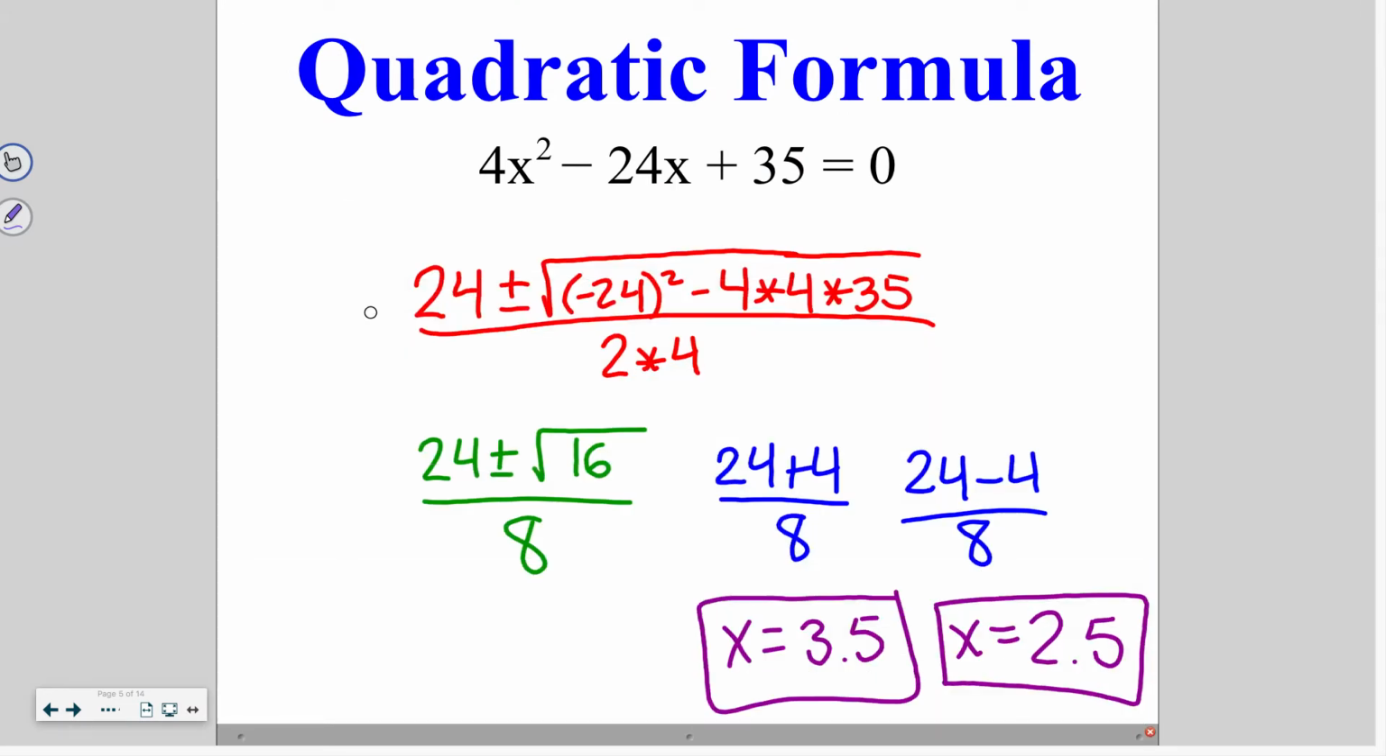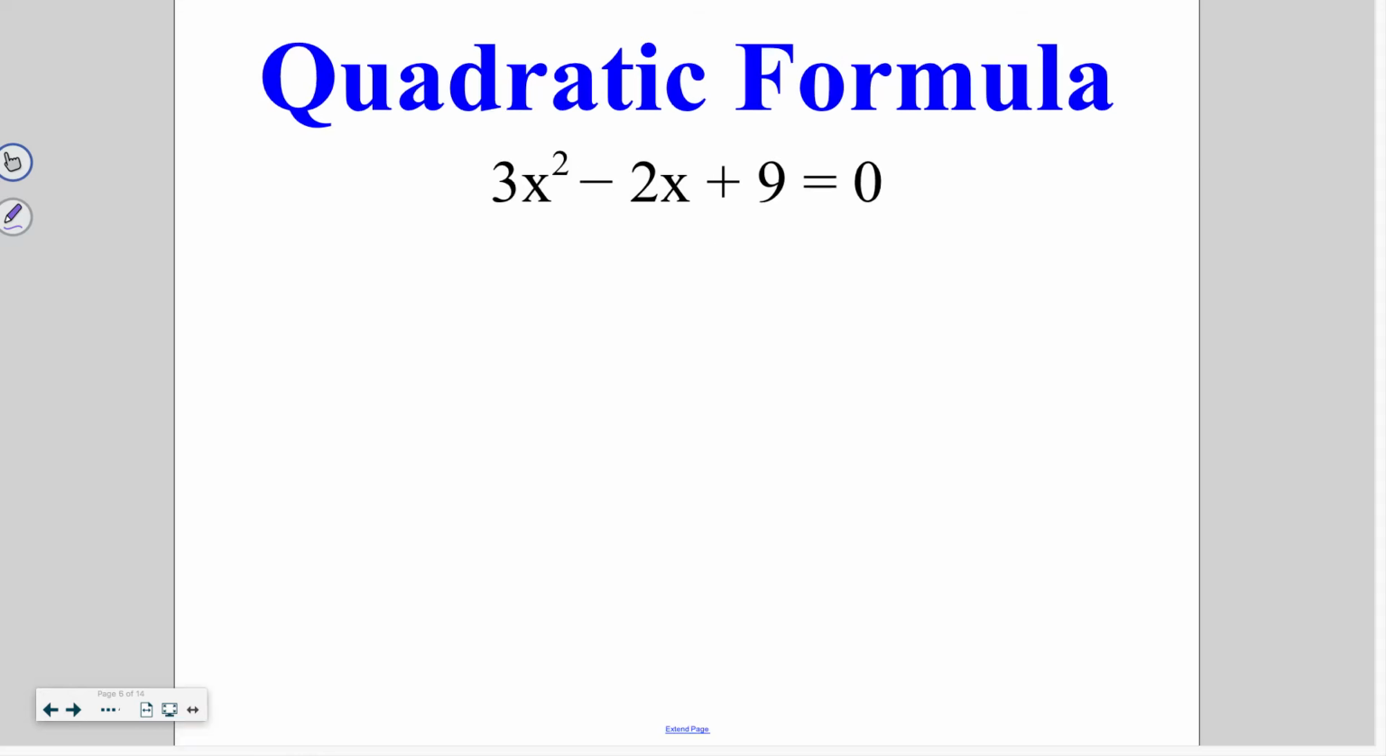Again, opposite of negative 24 is 24, plus or minus the square root of negative 24 squared minus 4 times 35 over 2 times 4. Simplifying, we get down to 16 under that square root. We know the square root of 16 is 4, so I can add 4 and subtract 4, and you get a final answer of 3.5 and 2.5. We're going to go ahead and try another one.